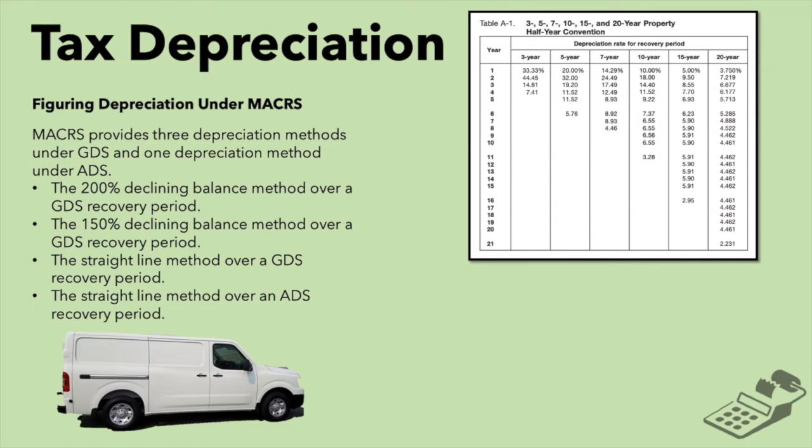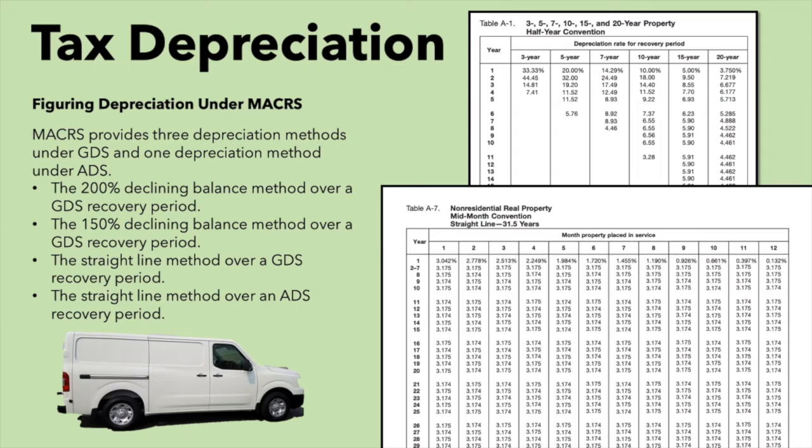Now, in Publication 946, we have tables for depreciation rates. So here we have Table A-1. It's for 3, 5, 7, 10, 15, and 20-year property using the half-year convention. And it tells you that for each year what the percentages are to be. So that's for half-year convention machinery and equipment.